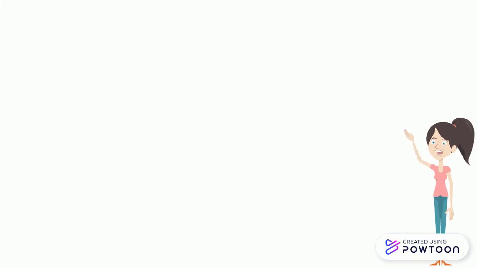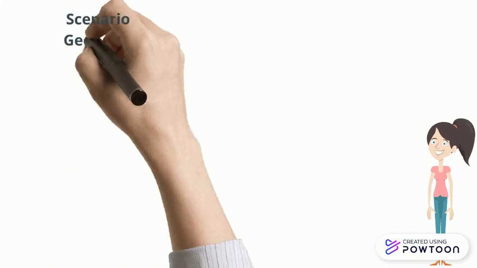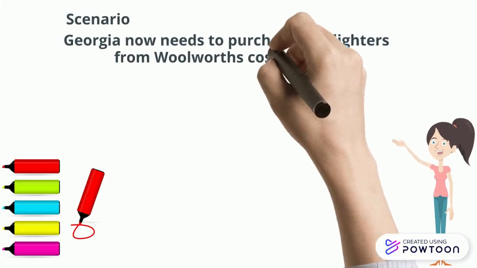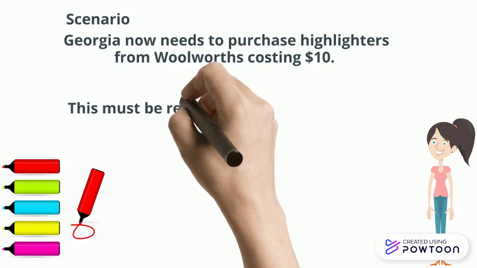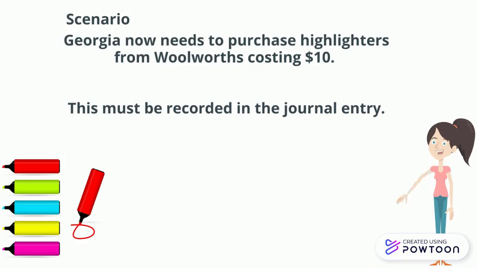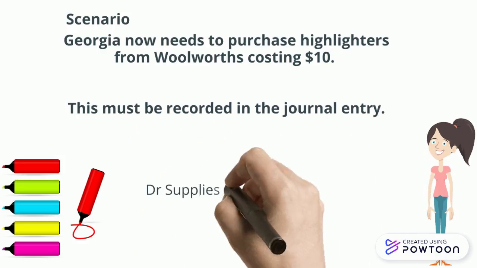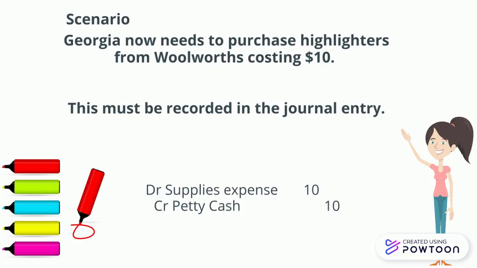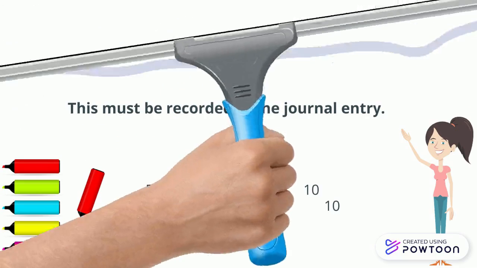So here's another scenario for our friend Georgia. She now needs to purchase highlighters from Woolworths costing $10. If she chooses to use the petty cash fund rather than her personal money, this must be recorded in the journal entry as supplies expenses being debited by $10 and the petty cash being credited by $10.